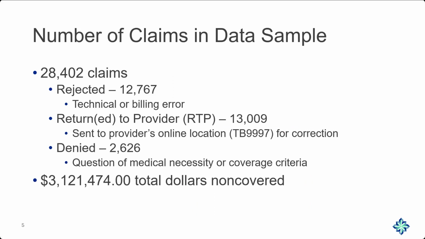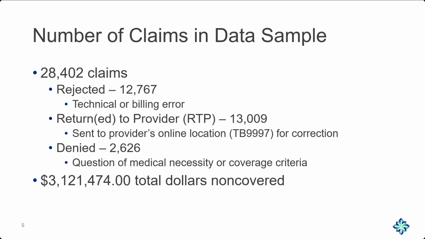So in FIS terms, Fiscal Intermediary Standard System, which is the Part A claims processing system, I don't want to talk down to anybody, but I realize that we might have a wide variety of experience levels on the line. Medicare is full of acronyms, and so we try to define those and step back a little bit and say, okay, if I was brand new, would I really truly understand what the word rejected means? So this means that there was a technical or a billing error. 13,009 errored out and were sent back to the provider's online location for correction.